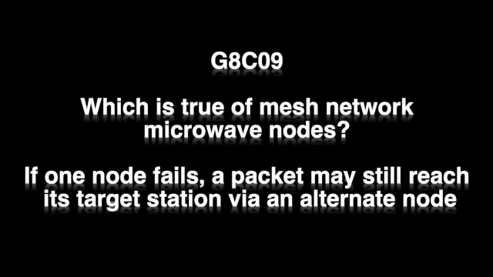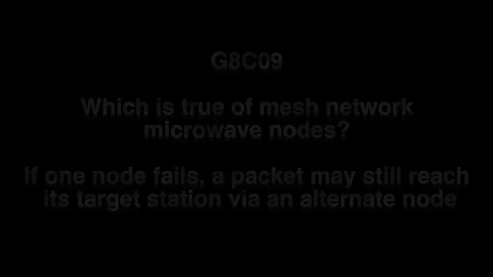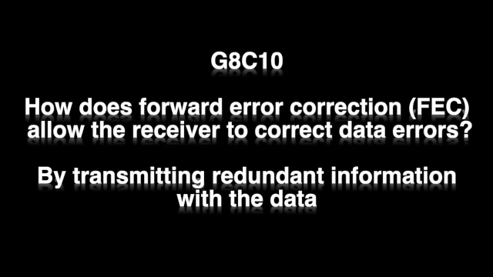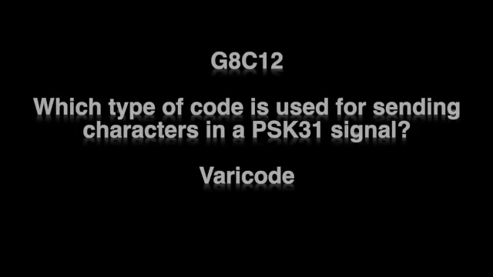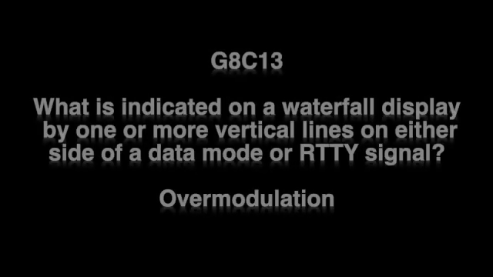G8C09. Which is true of mesh network microwave nodes? If one node fails, a packet may still reach its target station via an alternate node. G8C10. How does forward error correction, FEC, allow the receiver to correct data errors? By transmitting redundant information with the data. G8C11. How are the two separate frequencies of a frequency shift keyed, FSK, signal identified? Mark and space. G8C12. Which type of code is used for sending characters in a PSK31 signal? Varicode.